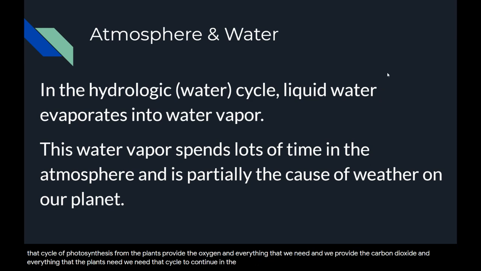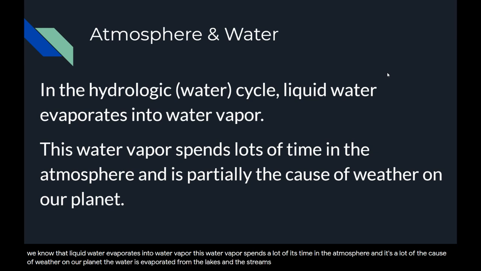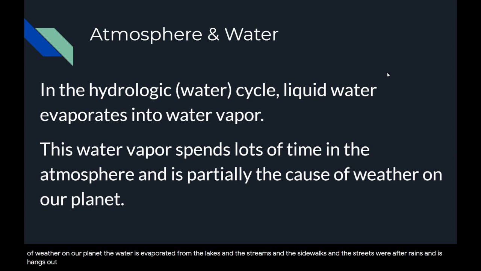In the hydraulic cycle, or the hydrologic cycle, or the water cycle, we know that liquid water evaporates into water vapor. This water vapor spends a lot of its time in the atmosphere, and it's a lot of the cause of weather on our planet. The water is evaporated from the lakes and the streams and the sidewalks and the streets after it rains, and hangs out basically in our atmosphere as water vapor.